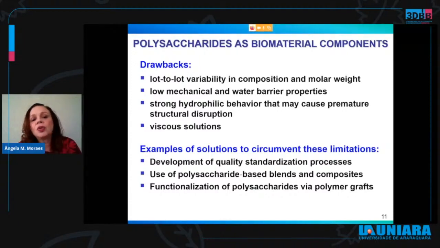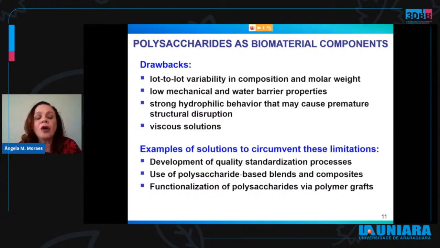Sometimes they can also show low mechanical and water barrier properties, and due to their strong hydrophilic behavior, they may cause premature structural disruption of the construct inside the body, and they also form viscous solutions that are sometimes a little bit difficult to work with.